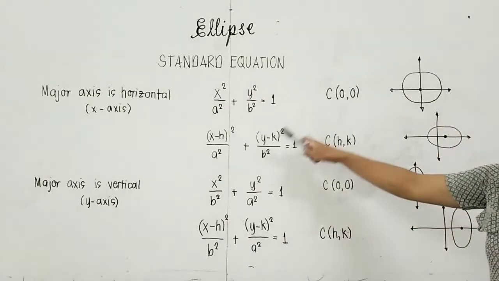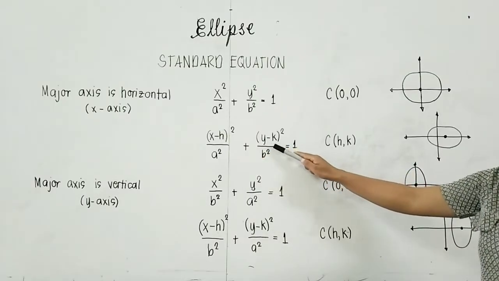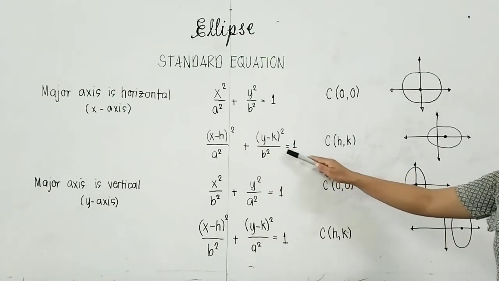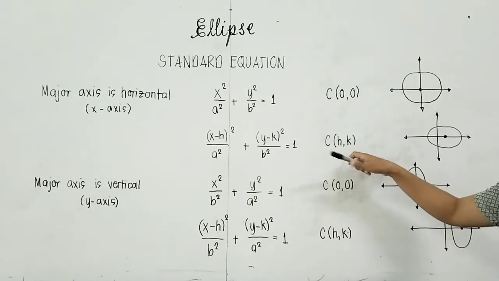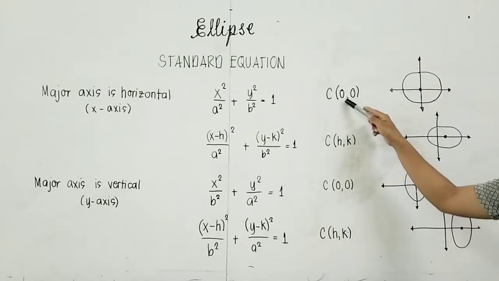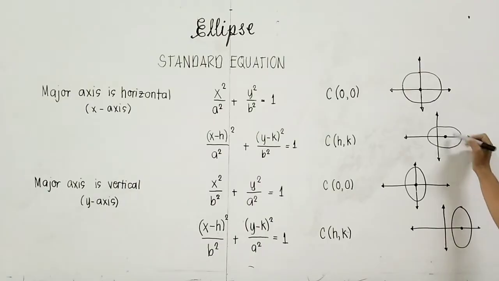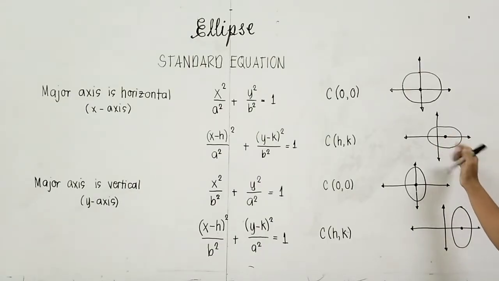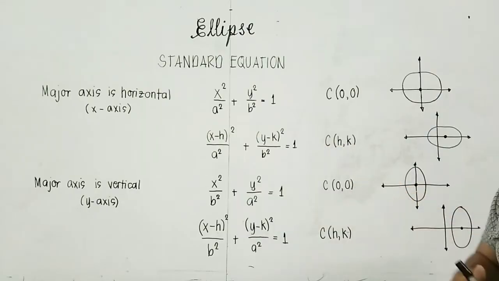Next, we have (x minus h) squared over a squared plus (y minus k) squared over b squared is equal to 1 if the center of an ellipse is (h, k). That is, we have values other than 0, 0. So the center is no longer at the origin. We have here our center somewhere at the right of the y-axis. So it is not in the origin. So this is the illustration for equation number 2.